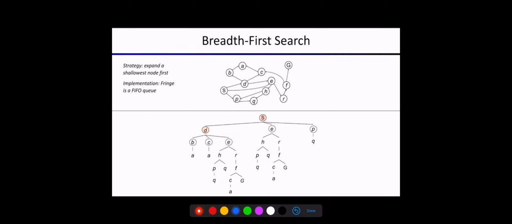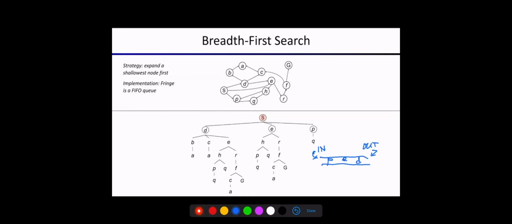But look, let me backtrack. So here is S, we expand S and we get, this is the queue, okay? So D comes first. This is the in part of the queue, and this is the out part of the queue. So, okay, there goes D, then E, and then P. That's the order in which, when we expanded the node S, we stored them on the queue: D, then E, then P, okay?